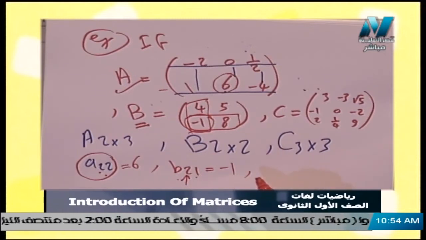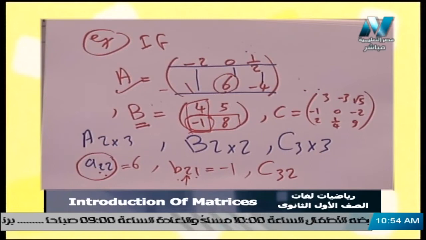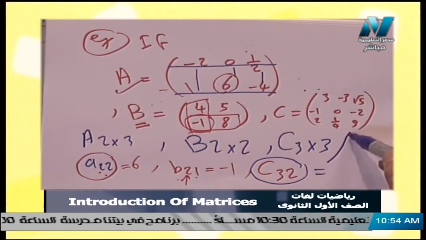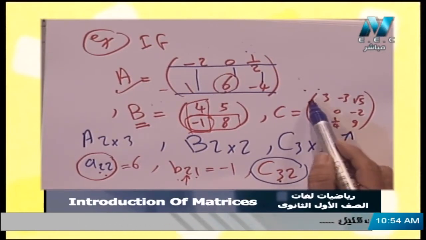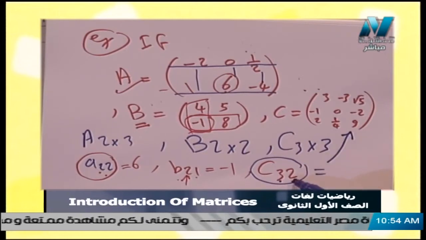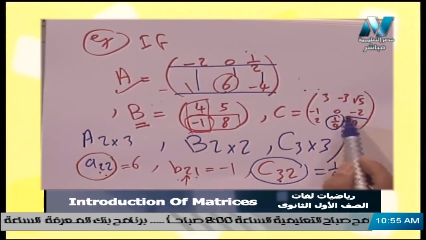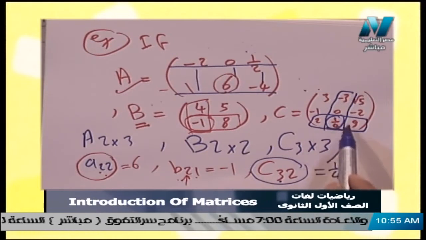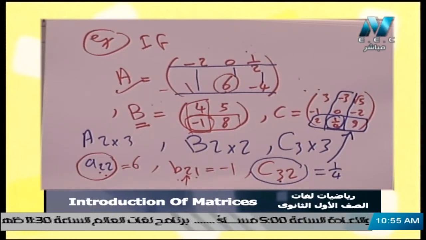We can say C32. We have here small c, okay? So it is an element in the matrix C. And 3 means the row number 3. Row number 1, number 2, number 3. Concentrate on row number 3, and column number 2 here. So the number will be 1 over 4. Again, we have row number 3 and column number 2, the intersection point is 1 over 4. So C32 equals 1 over 4.